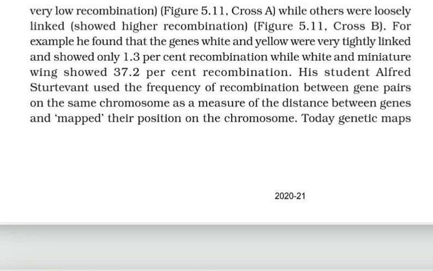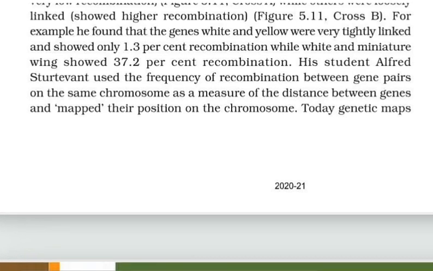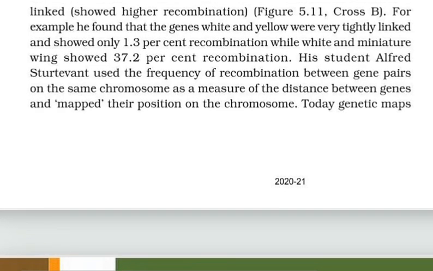Morgan hybridized yellow-bodied, white-eyed female to brown-bodied and red-eyed male, and intercrossed their F1 progeny. He observed that the two genes did not segregate independently of each other, and the F2 ratio deviated very significantly from the 9:3:3:1 ratio expected when the two genes are independent.